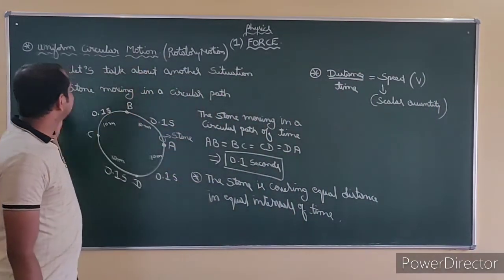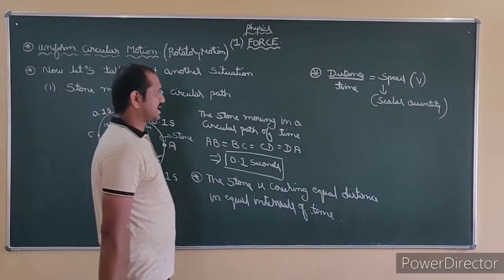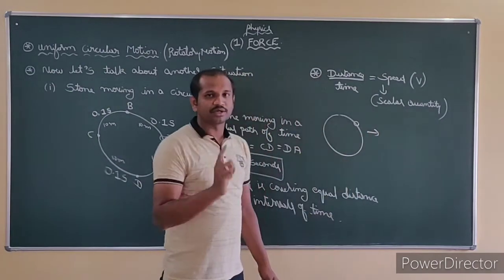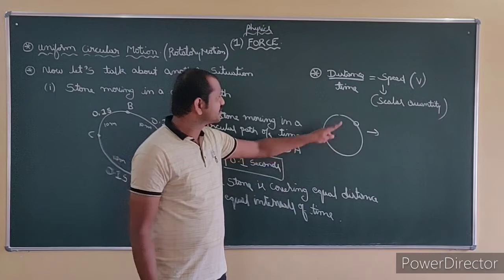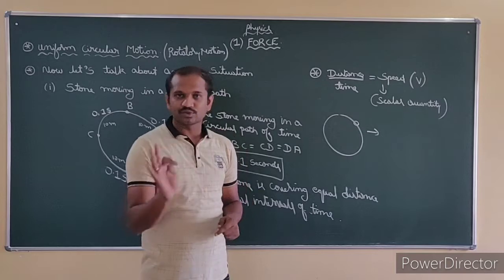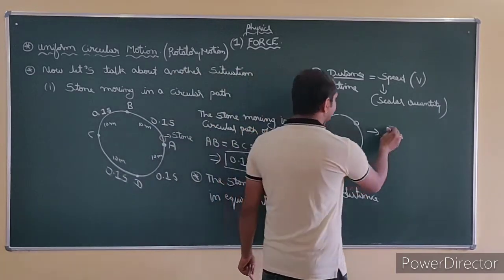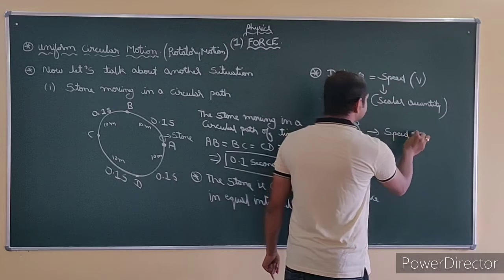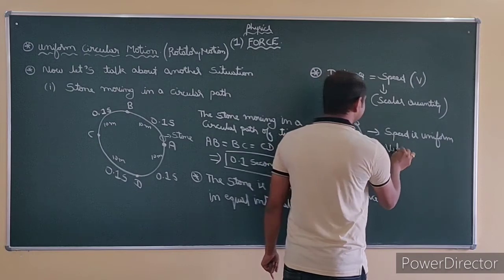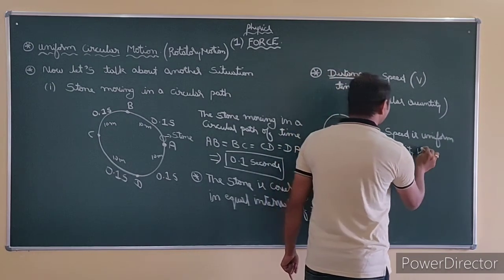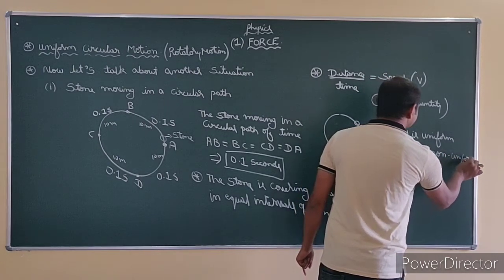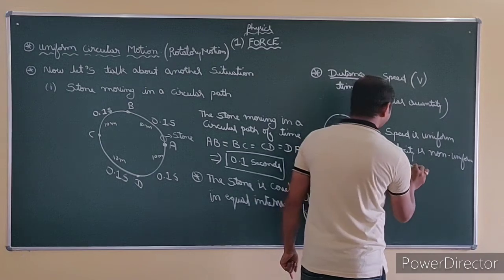Understand? So overall, in a uniform circular motion, you need to remember two things. A very important question which comes here is, in a uniform circular motion, which parameter is uniform and which parameter is non-uniform. They ask only this. In a uniform circular motion, speed is uniform, and velocity is non-uniform or variable. Okay, call it non-uniform or variable.